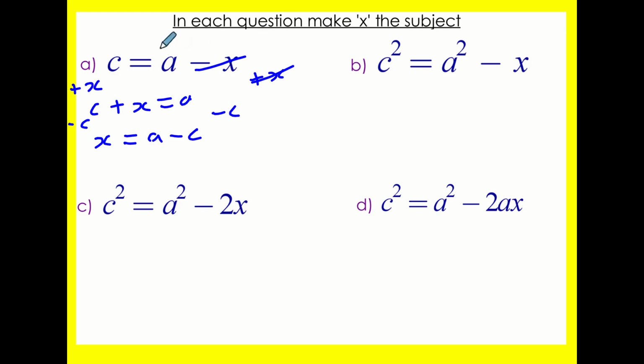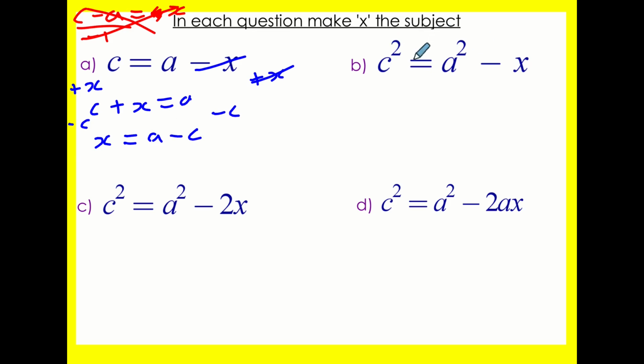One alternative is that you could have minused a from both sides, and you would have got c minus a equals minus x, but that is not making x the subject, that's making minus x the subject. You would then have to divide through by minus 1, which would make it positive x, and when you divide or times by minus 1, you can flip them around. You can make it a minus c. But I wouldn't advise you do it this way. I would advise you add x to both sides, and then it'll be much easier.